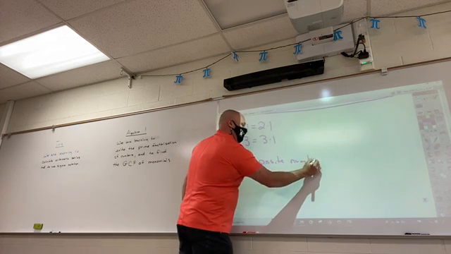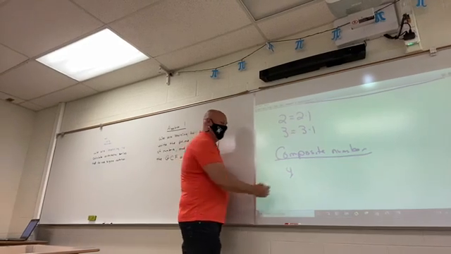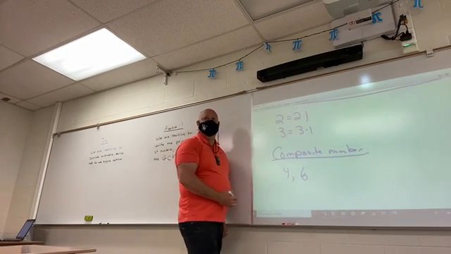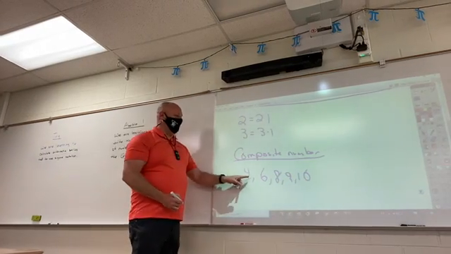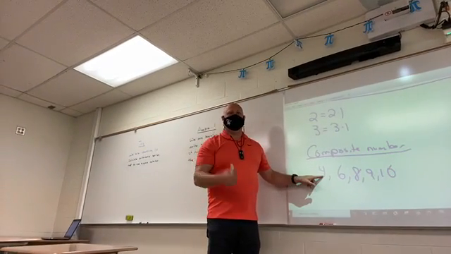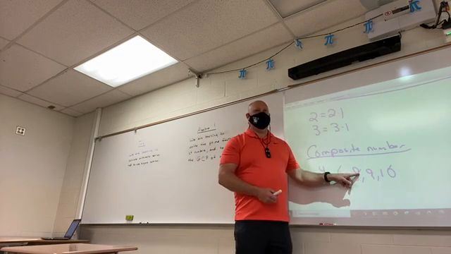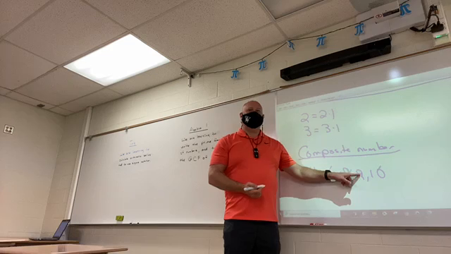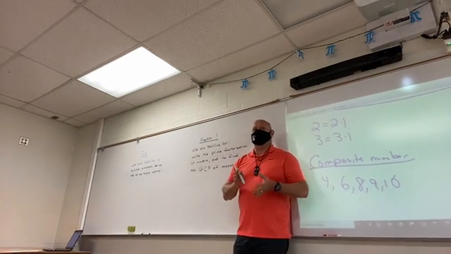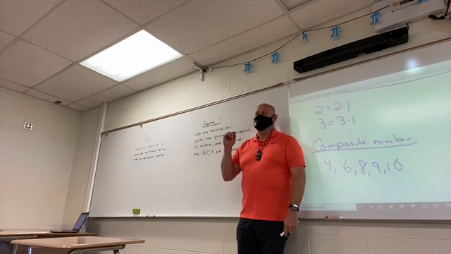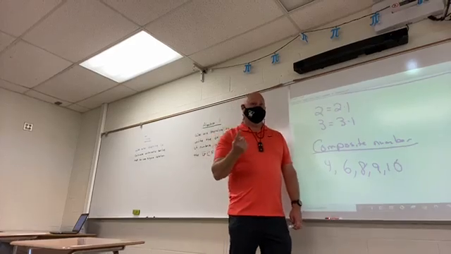A composite number are numbers like 4, 6, 8, 9, 10. Because how can I get to a 4? 2 times 2. How can I get to a 6? 3 times 2. How can I get to an 8? 4 times 2. How can I get to a 9? 3 times 3. 5 times 2. Right? There's other ways to get to those numbers. So prime numbers are numbers that are only divisible by 1 and itself.